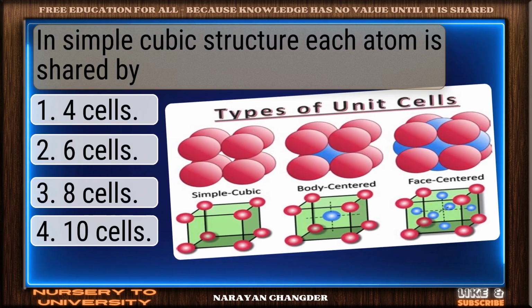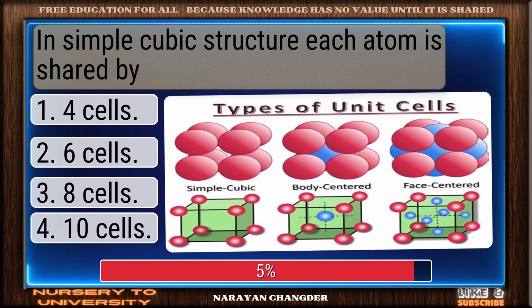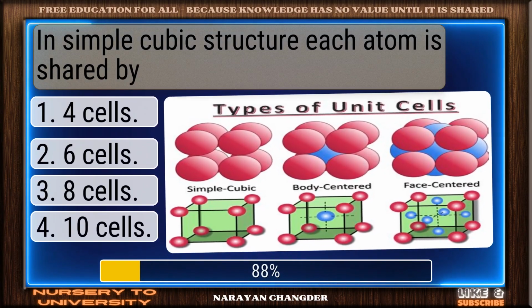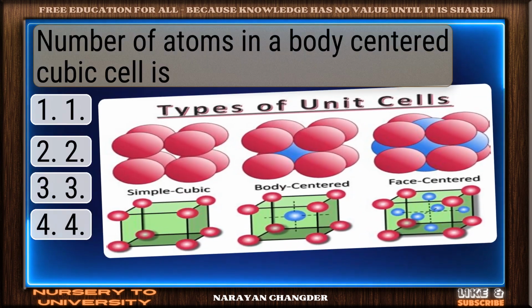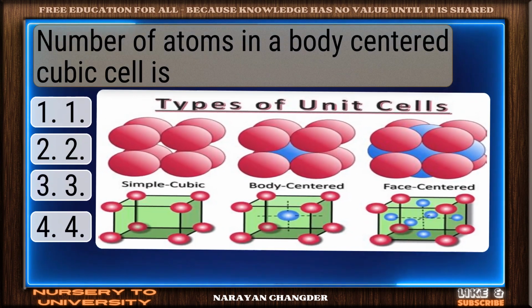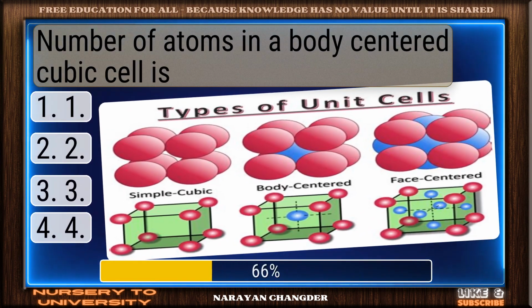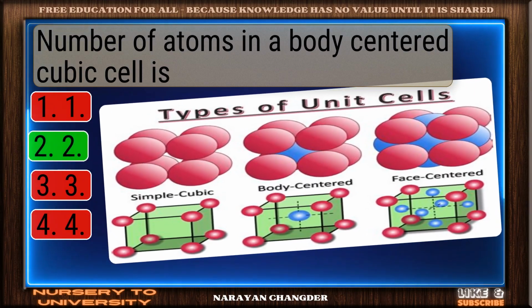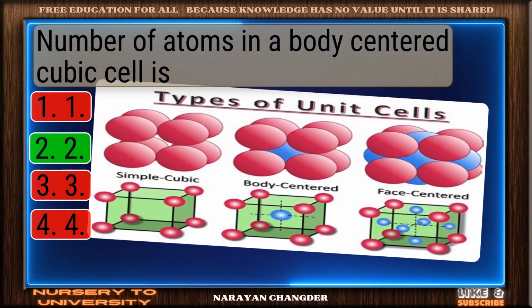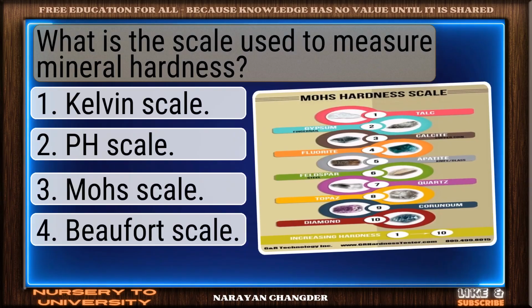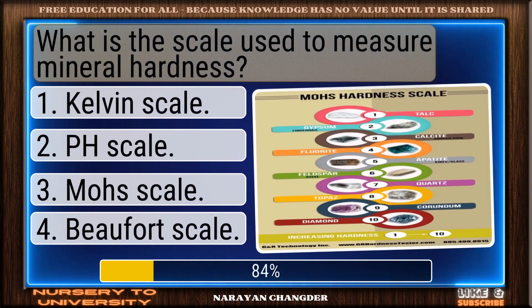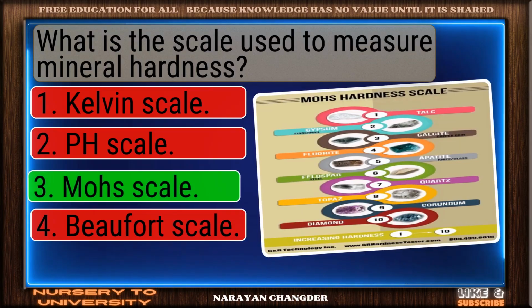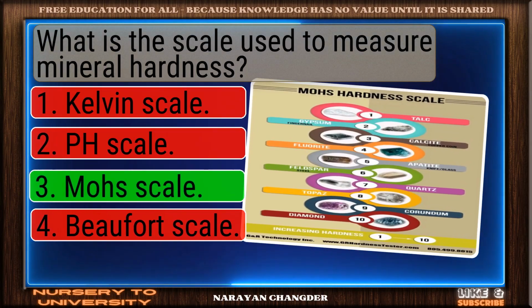In simple cubic structure, each atom is shared by. Well picked. 8 cells is the correct answer. Number of atoms in a body-centered cubic cell is. Well done. 2 is the right choice. What is the scale used to measure mineral hardness? Nicely done. Mohs scale is a solid answer.